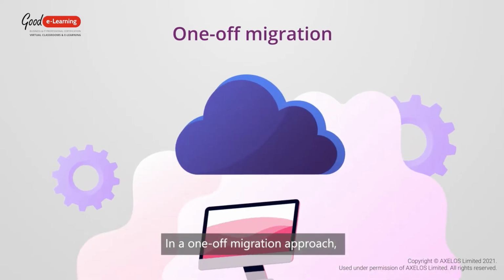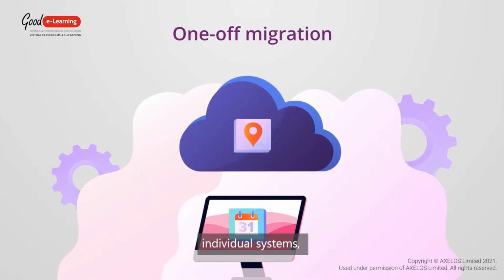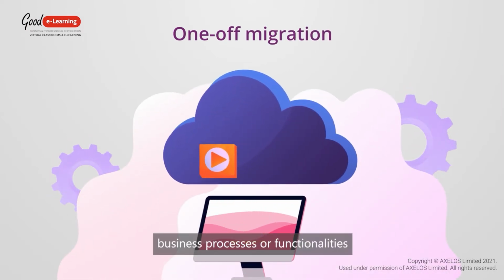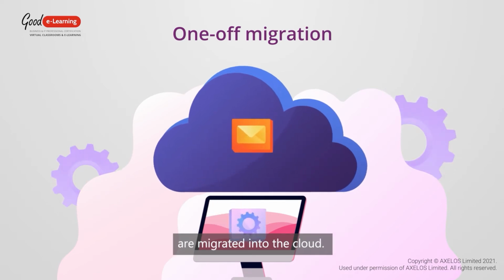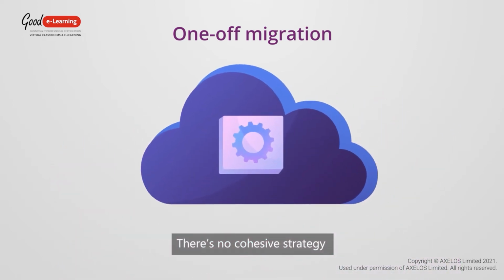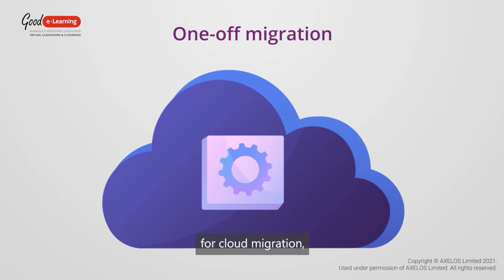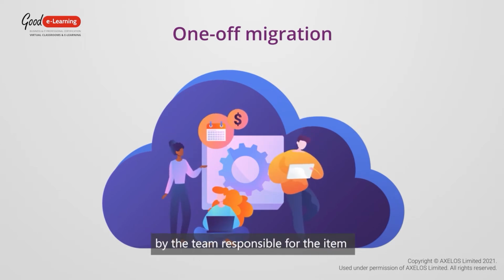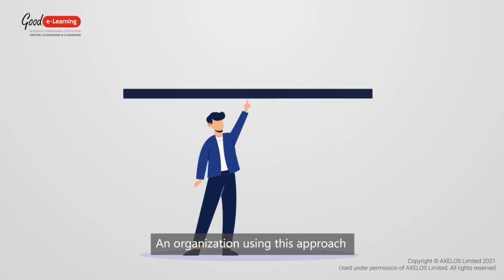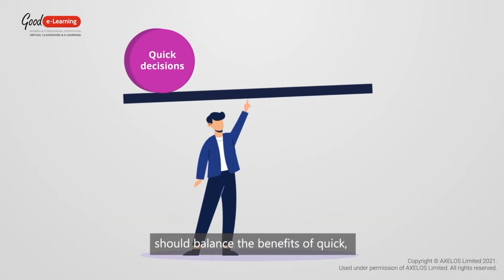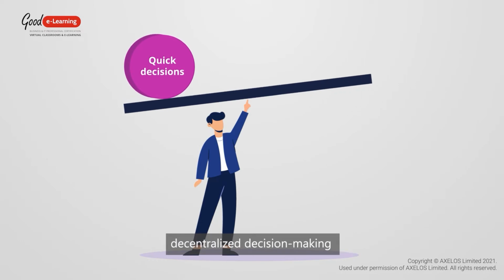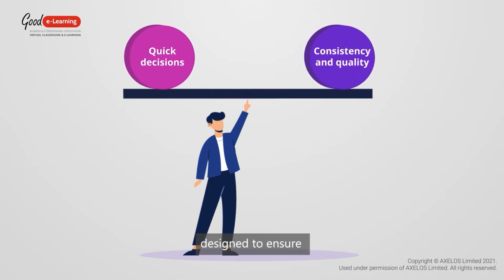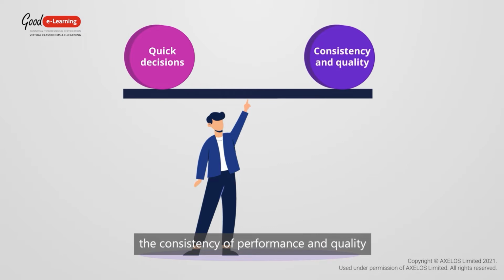In a one-off migration approach, individual systems, services, business processes, or functionalities are migrated into the cloud. There's no cohesive strategy for cloud migration, and each project is planned, costed, and executed independently by the team responsible for the item being migrated. An organization using this approach should balance the benefits of quick, decentralized decision-making with a more centralized approach designed to ensure the consistency of performance and quality while reducing duplication.